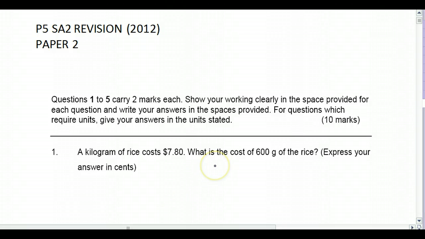Hi everyone. Today we are going to look at the solutions for our P5 SA2 Revision 2012 Paper 2. Let's look at question 1. A kilogram of rice costs $7.80. What is the cost of 600 grams of rice? Express your answer in cents.